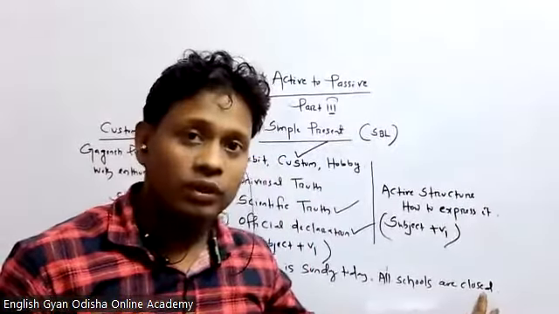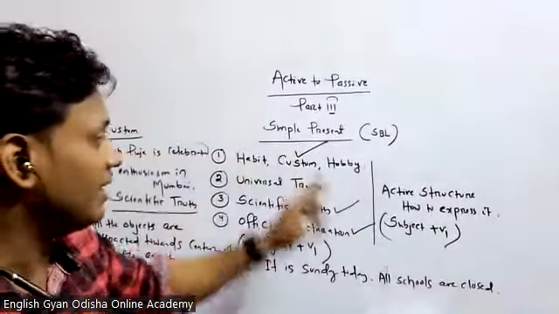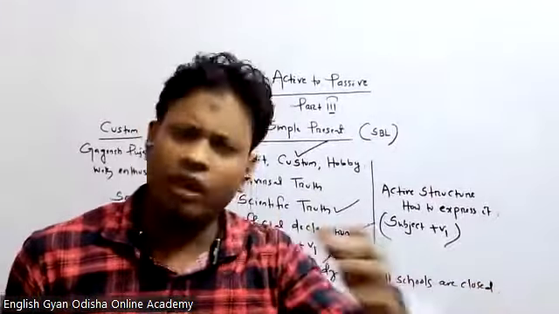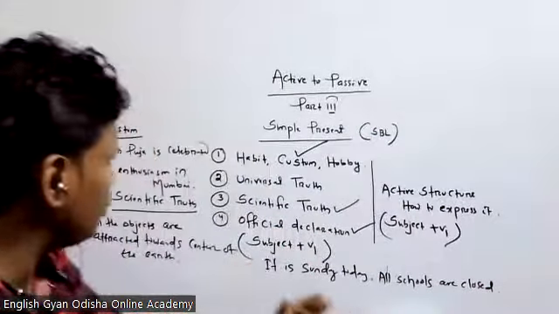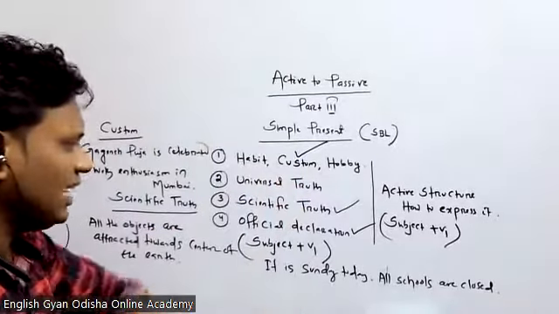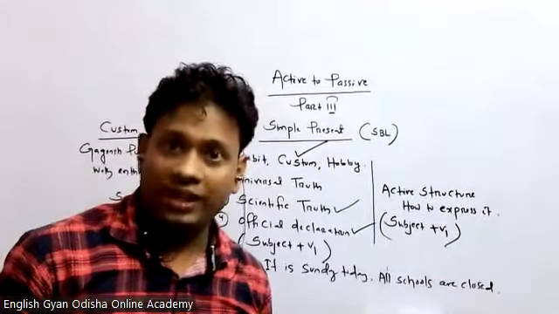I've already given you V3 plus V3 in simple present, and the by clause is taken out. You cannot use by. I've already given a lot of examples. So what you can understand, remember: custom, scientific truth, and official declaration. This is an official declaration. All schools are closed on Sundays, right?